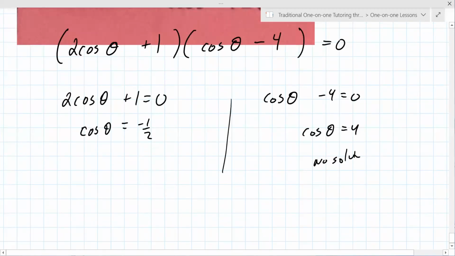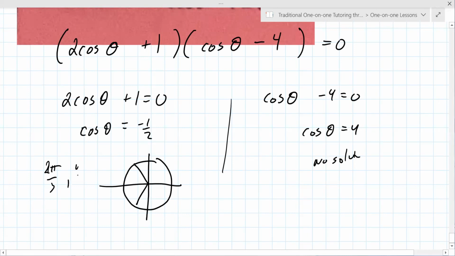And that gives you, again, on the unit circle, we've probably already done this one. So minus, yeah, right there. Okay, that's 2 pi over 3 and 4 pi over 3 for that.